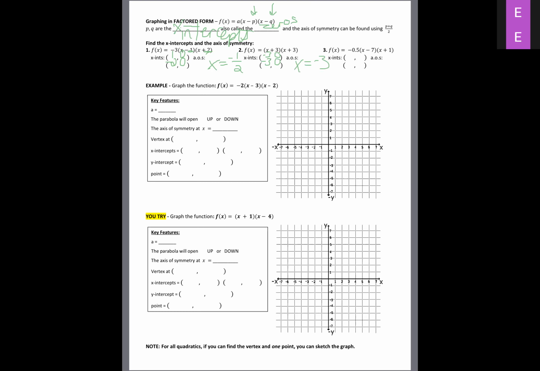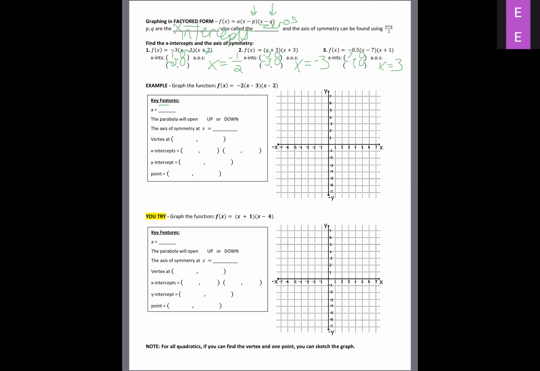All right, and then number 3, let's see. They'd be at 7, 0 and -1, 0. Axis of symmetry: 7 plus -1 is 6, over 2 is 3. So x equals 3.